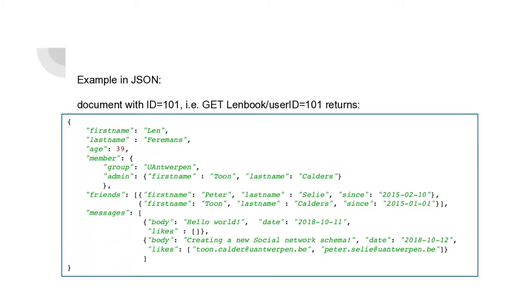So instead of having these different rows in different tables with the same columns, we now have one document. This notation is called JSON.